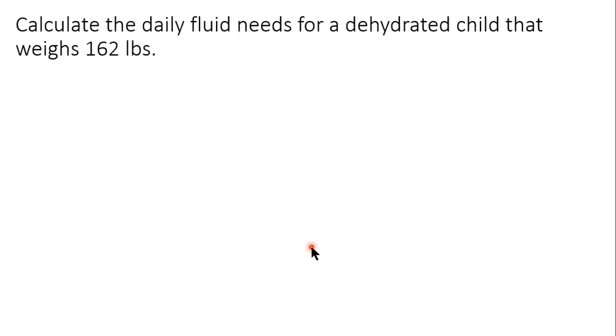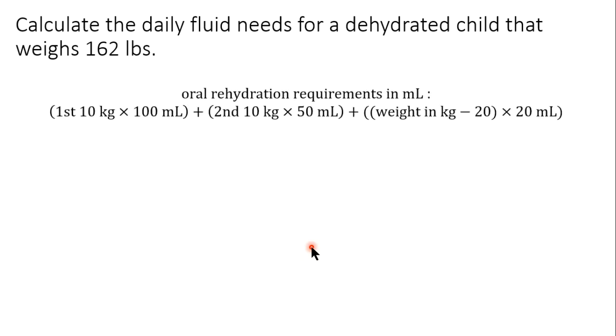Okay. Now we have to calculate the daily fluid for a dehydrated child that weighs 162 pounds. The formula for oral rehydration requirements in milliliters is, for the first 10 kilograms, you give 100 milliliters, plus for the second 10 kilograms, you give 50 milliliters, plus whatever the weight of the patient in kilograms is, minus 20 times 20 milliliters.